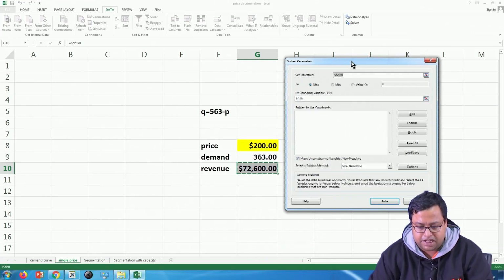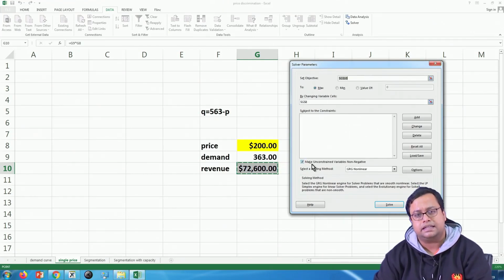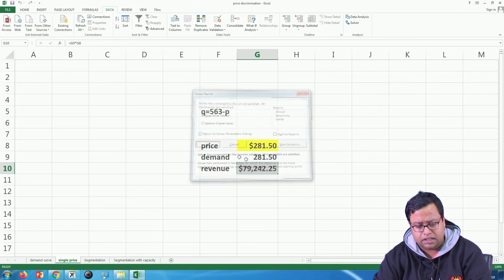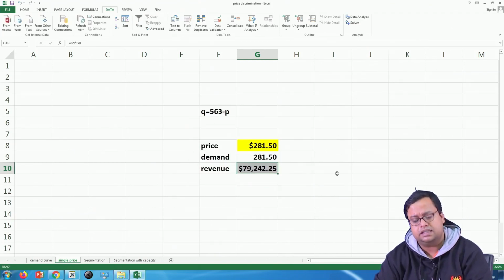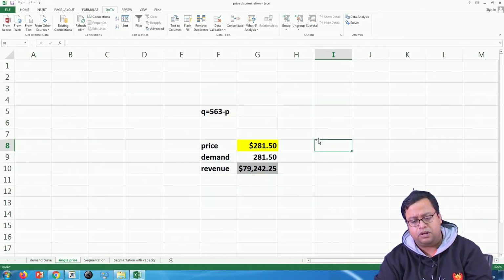Maximize G10 by changing G8 where G8 is positive. That means the lowest value G8 can take is 0. So, I will use GRG nonlinear and I got this value, and remember these values. This is $79,000 or something, which is what you will get if you have only one single price monopolistic situation.